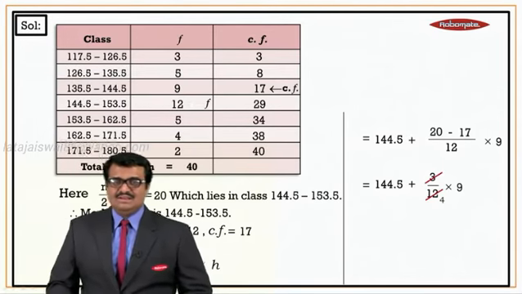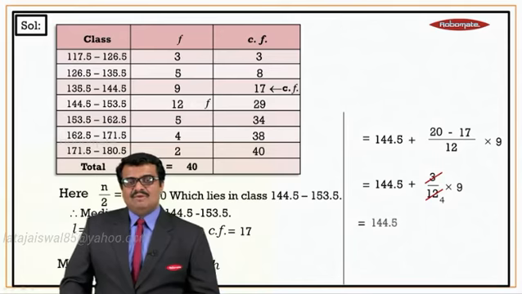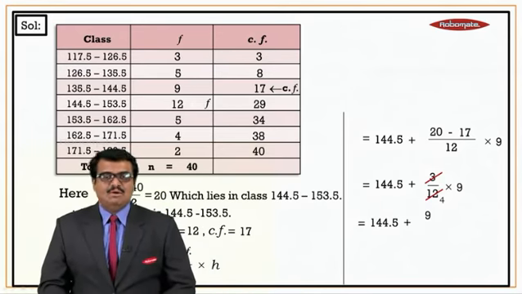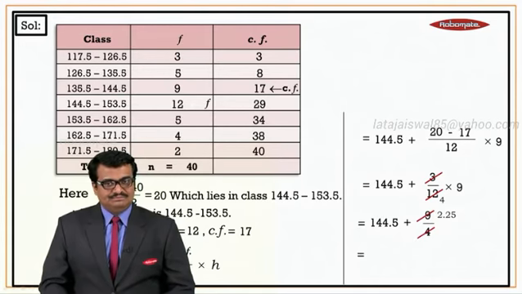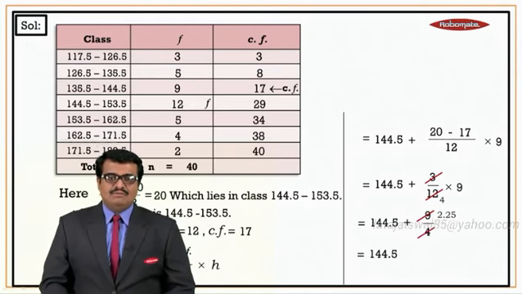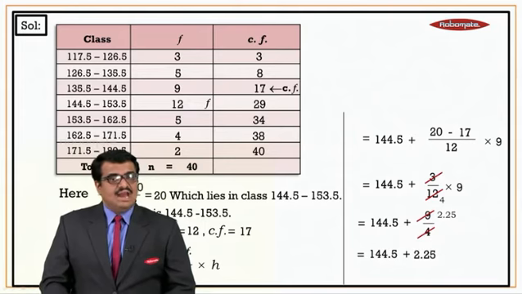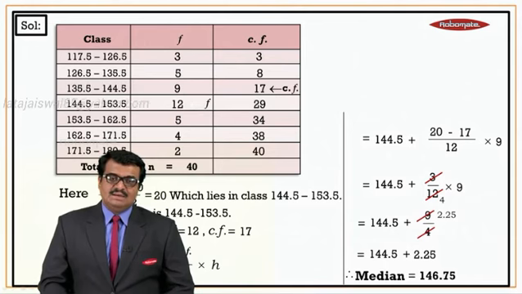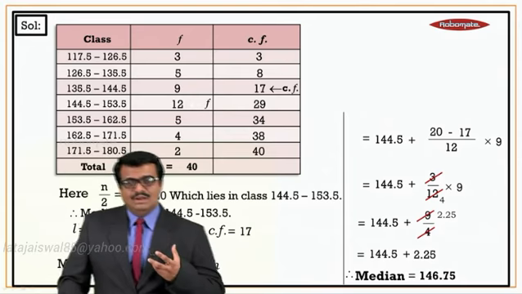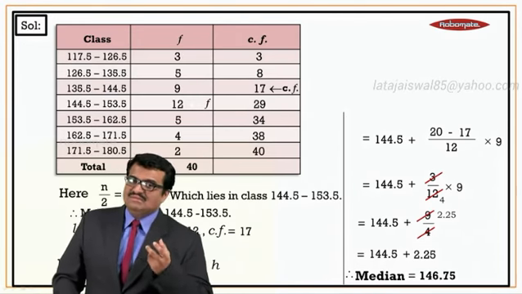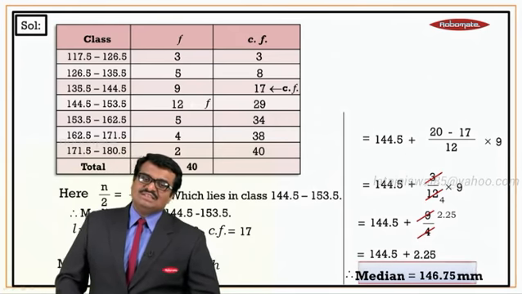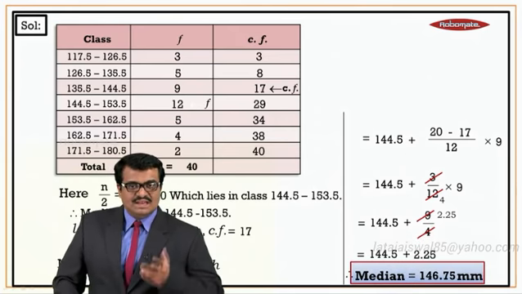Let us reduce it. 3 ones are 3, 3 fours are 12. So what we have is 144.5 plus 9 upon 4. 9 upon 4, if we divide, we get 2.25. So we get 144.5 plus 2.25, which is 146.75. So this is the value of the median. And the units will be whatever is there in the classes, and in the classes it is millimeters, the length of leaves in millimeters. So the median is 146.75 millimeters. That is the final answer.